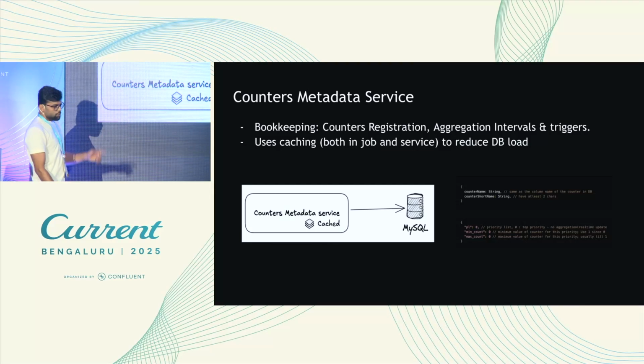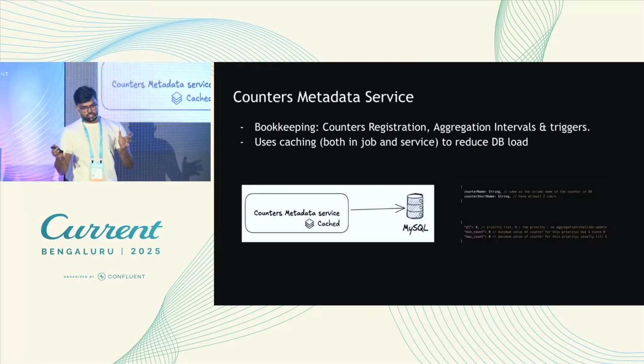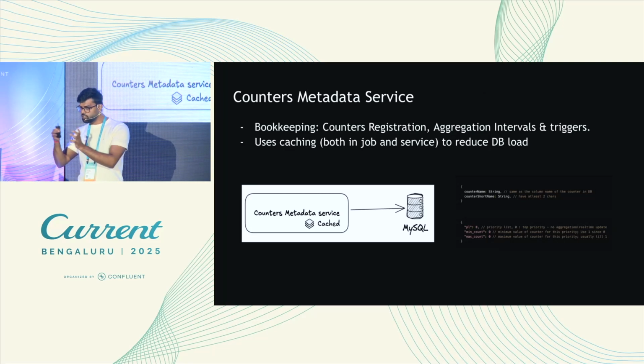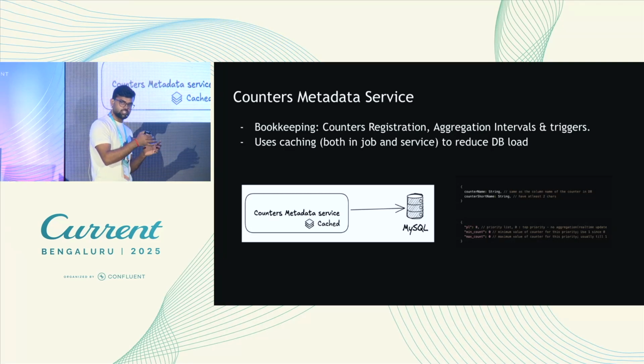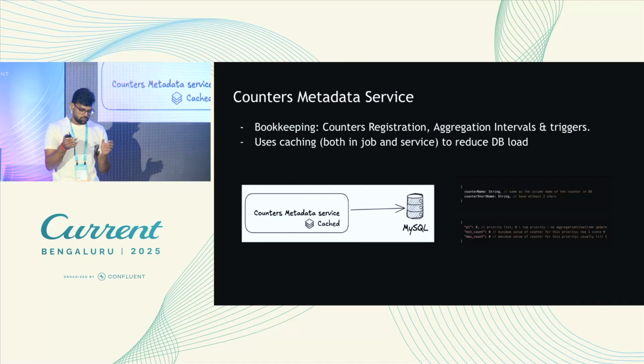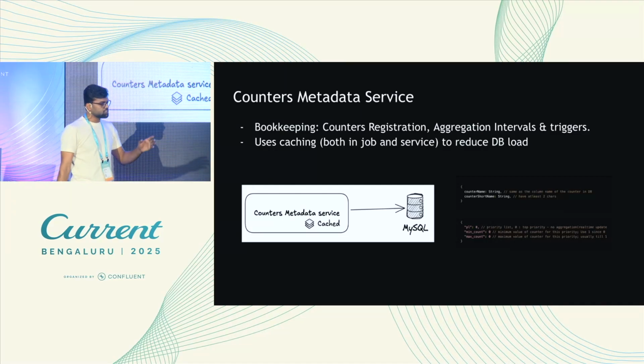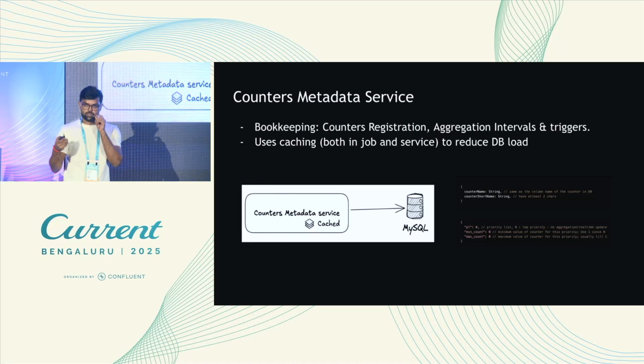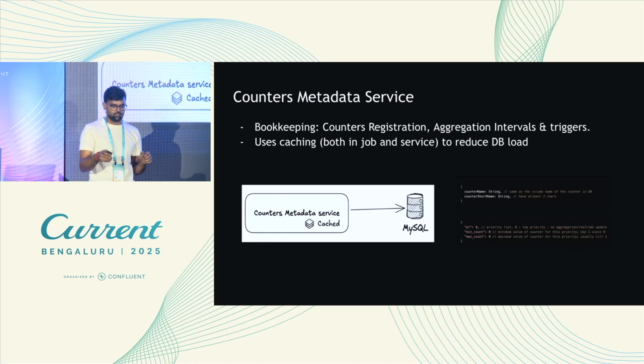The second component is the counters metadata service. We have lots of counters in the organization, and each counter has its own aggregation intervals. Then we have something called triggers that I'll go into later. All this data needs to be stored somewhere, and we do not want to store it in the Kafka Streams app. So this is a simple CRUD-based service which stores all this information: what counters are present in the system, the aggregation intervals, triggers, and so on.